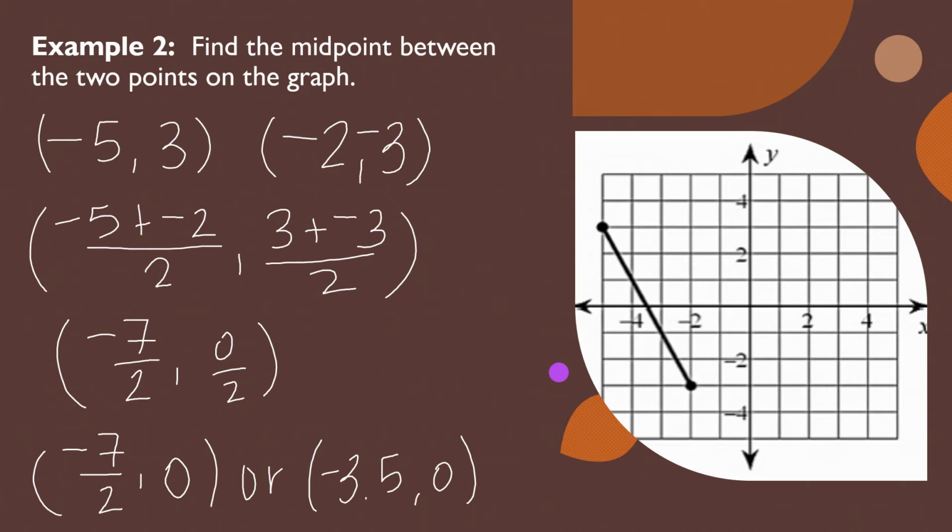The nice thing about having a graph is you can test and make sure that your midpoint makes sense. If you go to negative 3.5 on the graph, and then to 0, you can see it right here. It's not drawing very well, but there you go. And that definitely looks like it splits the graph in half.